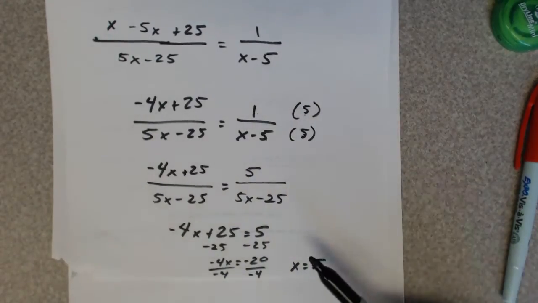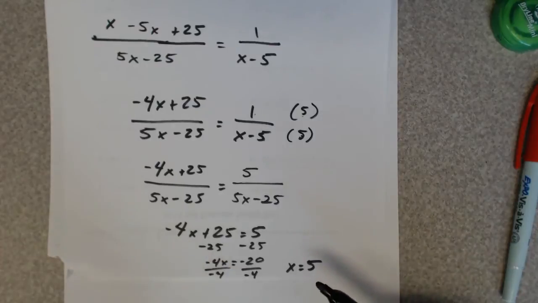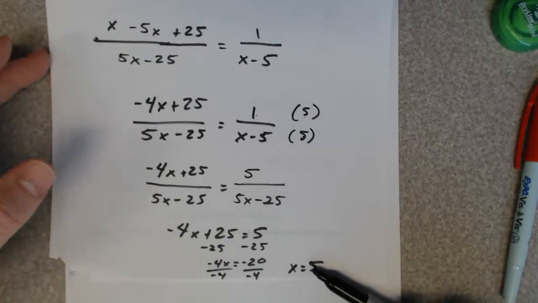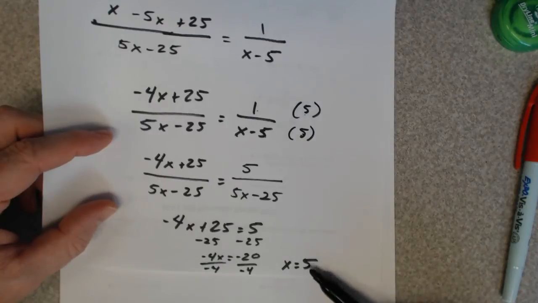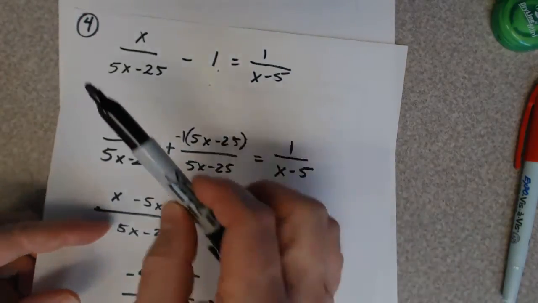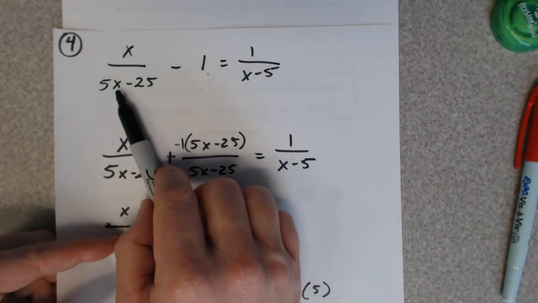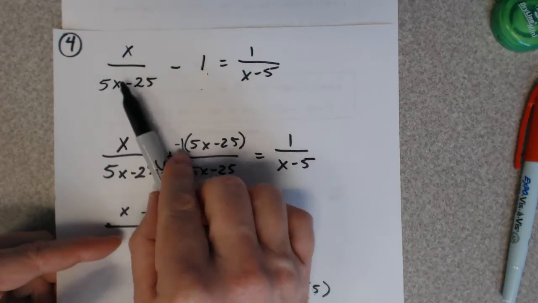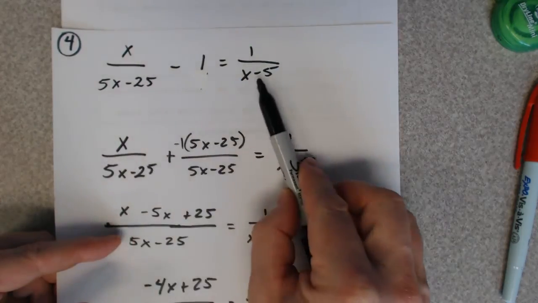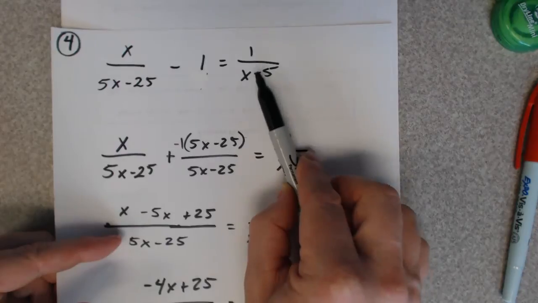Alright, now I didn't do it at the beginning. I didn't do my restriction. So let's make sure that this value doesn't give me 0 in the denominator. Right? If this guy gives me 0 in the denominator, it's not an answer. So look up here. 5 times 5 is 25. 25 minus 25. Uh-oh. It gives me 0 right there. Look over here. 5 minus 5 gives me 0 right there.